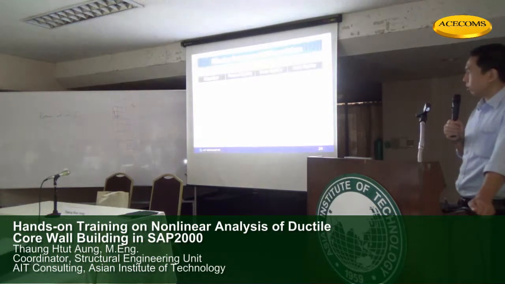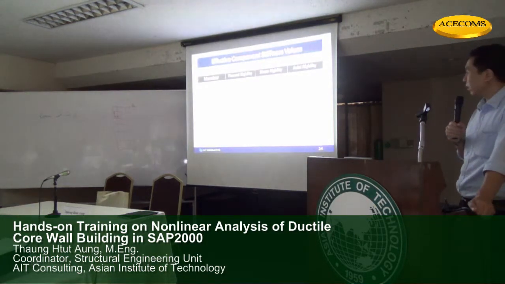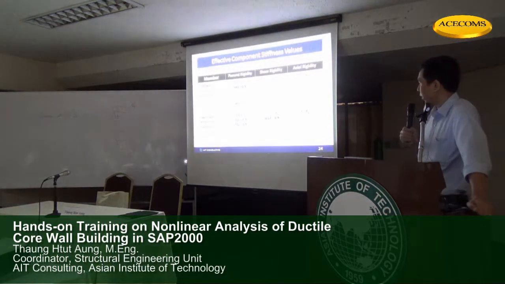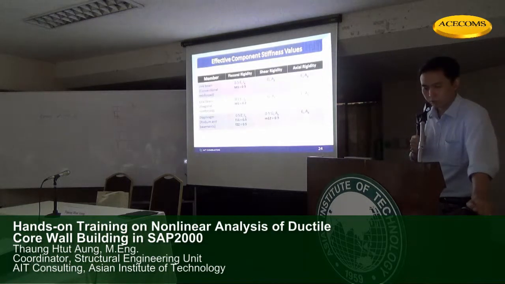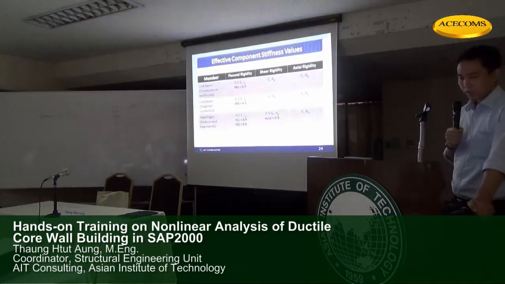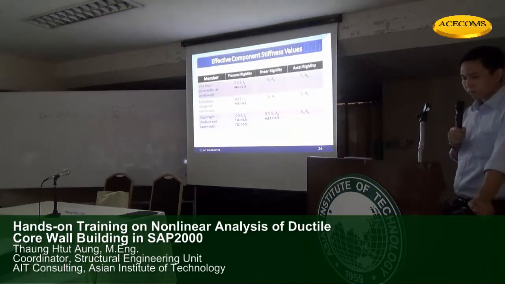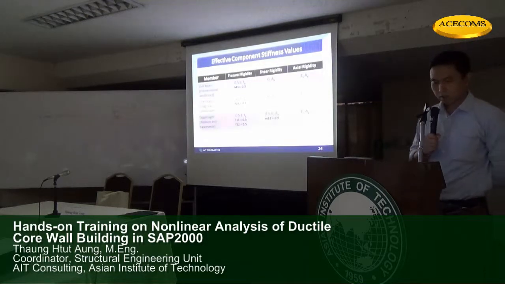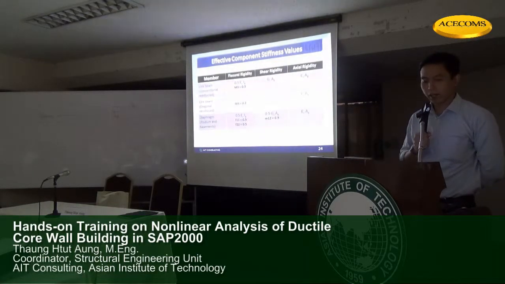When we use the detailed formula, it varies between 0.15 to 0.2. That is the stiffness modifier. But in this example, I use 0.2. And then we have to reduce the stiffness modifier of the diaphragms.